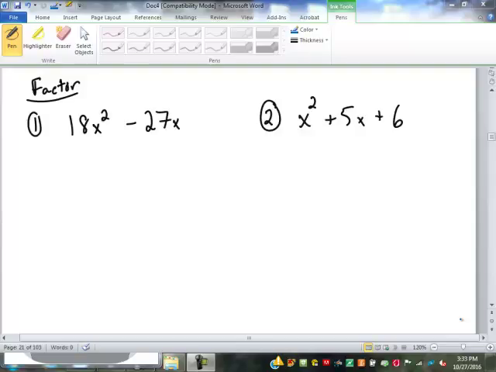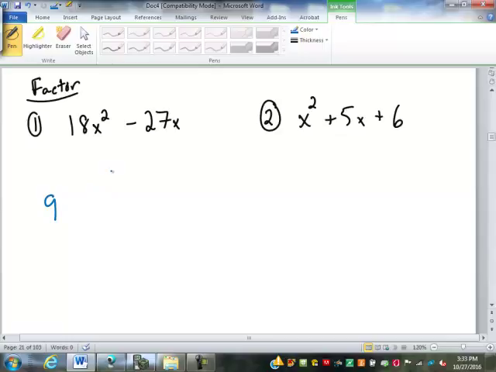Okay, so for these, the first thing we always look for is common factors. So with the numbers, we got 18 and 27. What number is the common factor there? 9. For the variables, we always look at the lowest power.